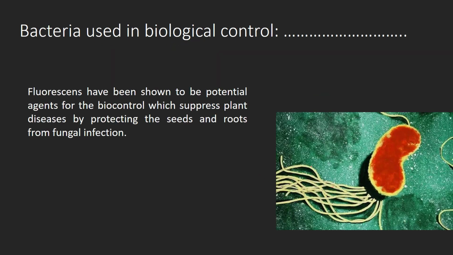You can see here, this is Pseudomonas fluorescens, and it has shown potential as a biocontrol agent that suppresses plant diseases by protecting the seed. You can use it as a seed treatment, protecting the seed from seed-borne diseases and the root from fungal infection. So at the initial time you can use Pseudomonas fluorescens as a seed treatment, so that you can control the fungal disease which will attack the seed as well as the root system.